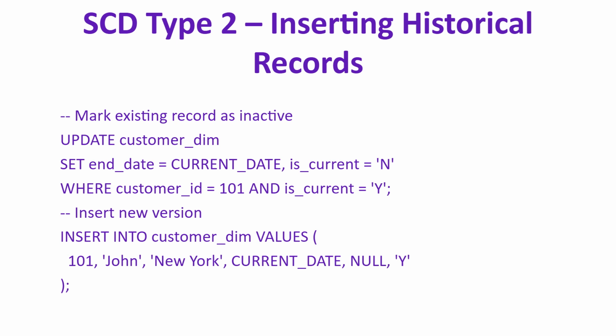So first we will update customer dim, set end date equal to current date, is current equal to no, where customer ID equal to 101 and is current equal to yes. Then we will insert a new version of this record: insert into customer dimension values 101, John, New York, current date, null, and Y for is current. This is how we use slowly changing dimensions in Apache Hive.